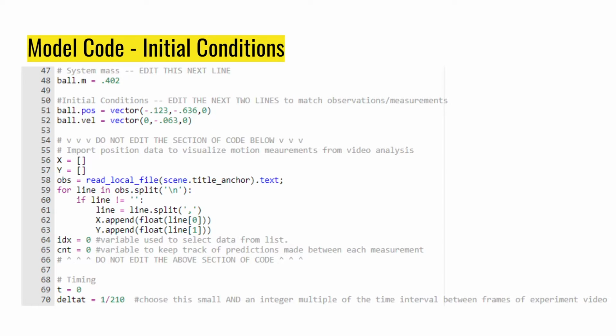Now moving on to the model code. We're getting the mass as 0.402 kilograms. I found the initial position and initial velocity using the tracker data. Lines 56 to 63 describe how the code visualizes motion measurements. And finally, the time is equal to 0 initially, and the delta time was also given.